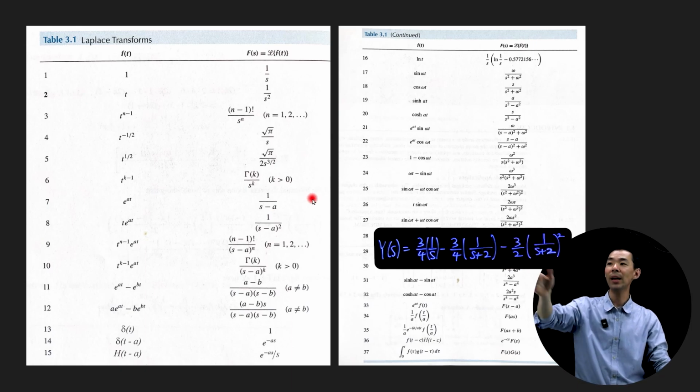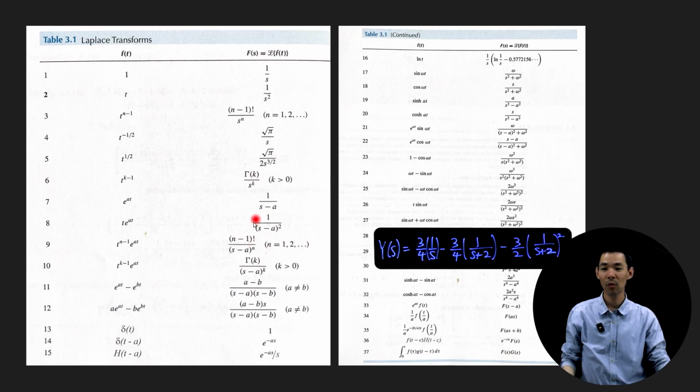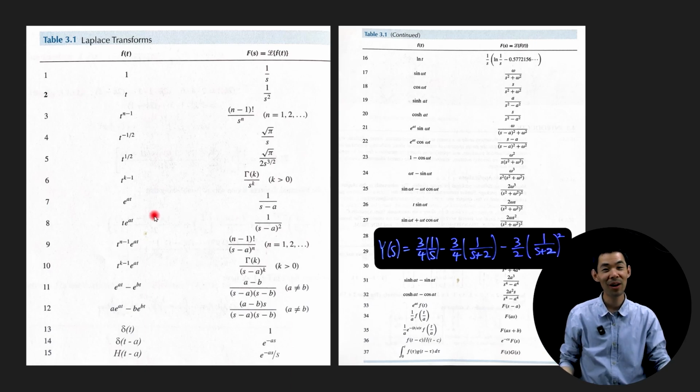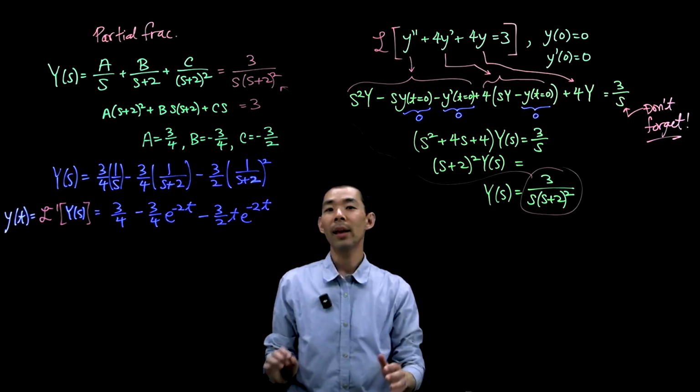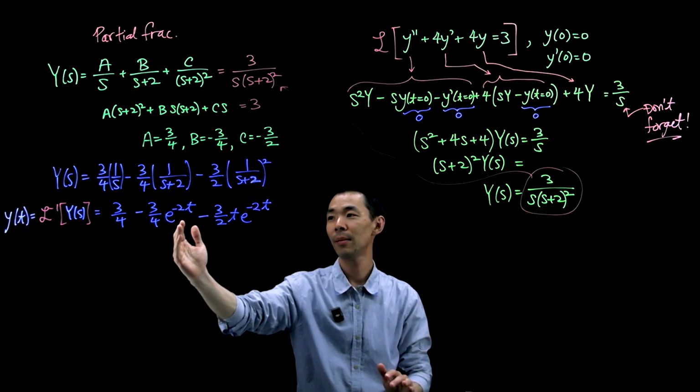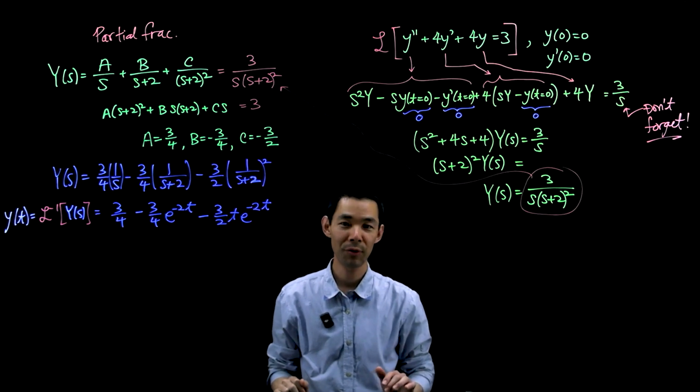And this final entry, the third term on the right, is just simply going to be row number 8, which is 1/(s minus a) squared. In this particular case, a is equal to -2, and its Laplace inverse is a factor of t out in front times e to the at. So it's just the sum of those 3 terms. Let's write it down. And we get our final answer, just like that. Constant, e to the -2t, t times e to the -2t.